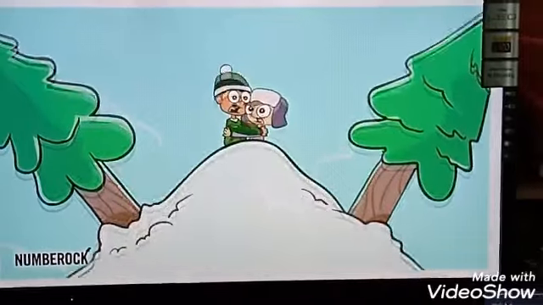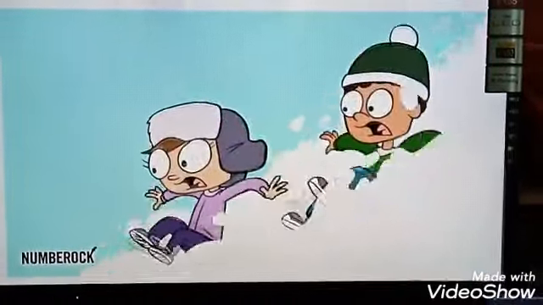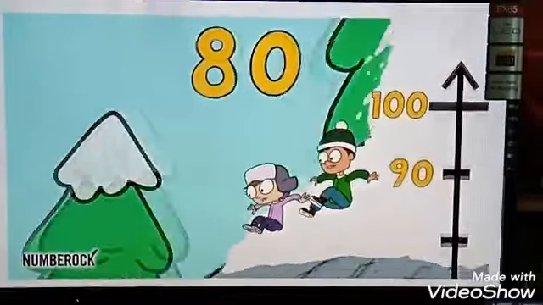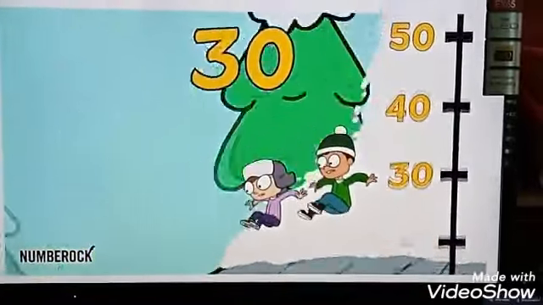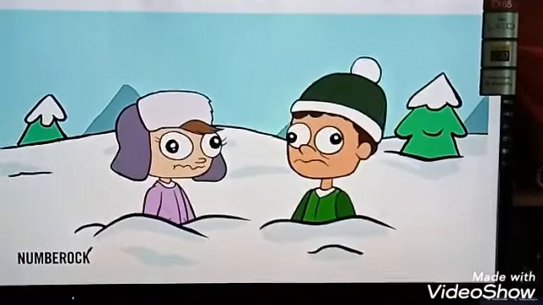We're at the top of the mountain and about to descend. We're counting down to the ground in groups of 10. 100, 90, 80, 70, 60, 50, 40, 30, 20, and then 10.